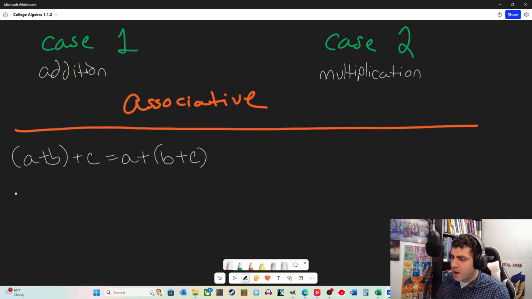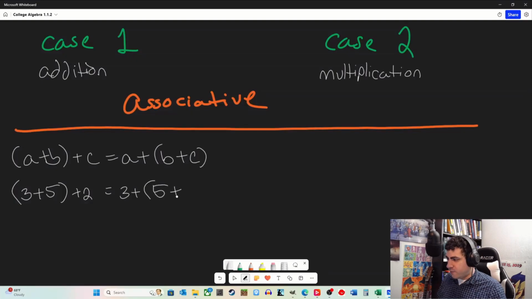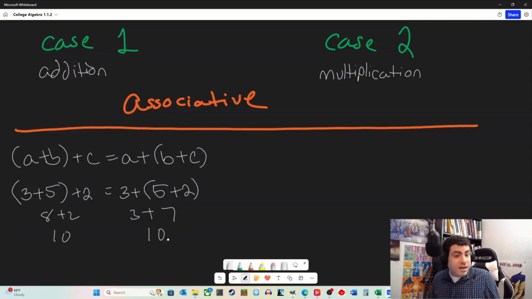For example, say we have in parentheses (3 plus 5) plus 2 outside the parentheses. This is the same thing as saying 3 plus, in parentheses, (5 plus 2). And we could try it right now just to see. 3 plus 5 is 8, plus 2 is 10. 5 plus 2 is 7, plus 3 is 10. It equals. It's the same thing. Ain't that cool? And the same thing goes for multiplication. And this will tie into the next and final property that I'm going to introduce.